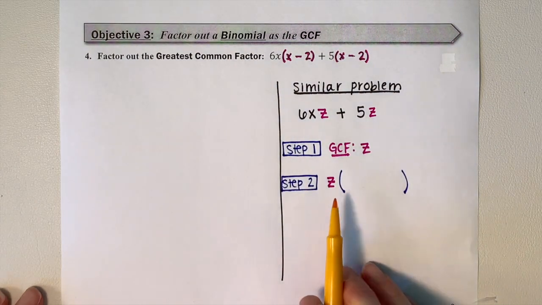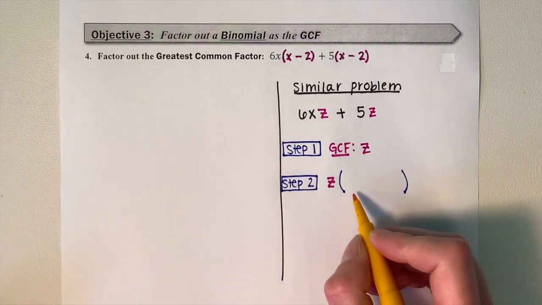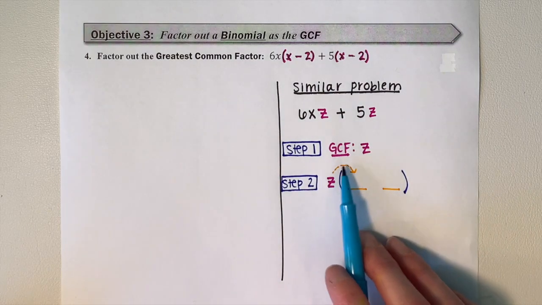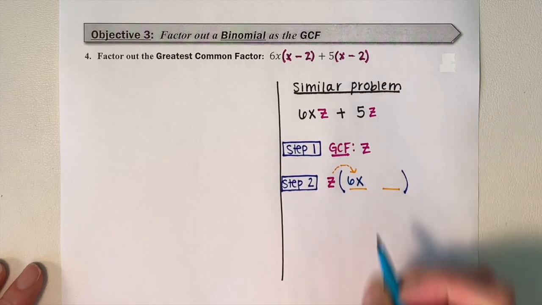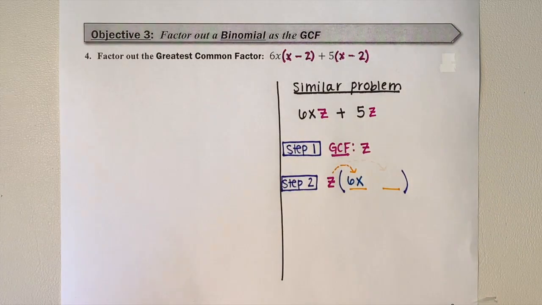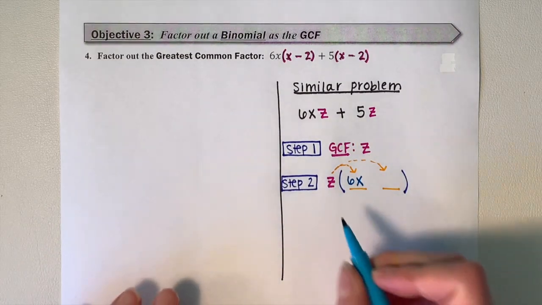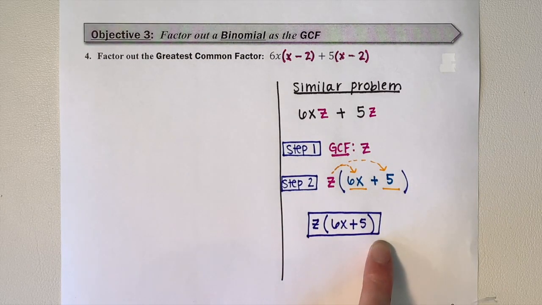Next, we want to factor out the GCF. So we start by putting the GCF outside of parentheses. And since our original problem has two terms, we'll leave two spaces inside of our parentheses. Now we want to ask ourselves, if we were to distribute, what do we have to multiply z by to get 6xz? Well, z times 6x would give us 6xz. Next, what would we have to multiply z by to get 5z? Well, z times a positive 5 would give us a positive 5z. So we've successfully factored this problem here. And again, I've just rewritten the final solution right here.